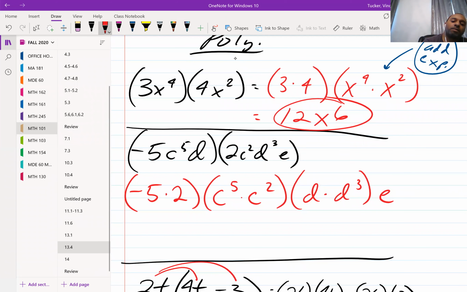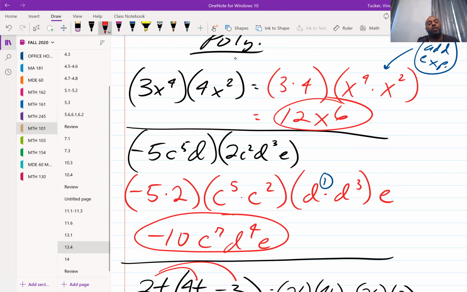So negative 5 times 2 is negative 10. Don't forget we're adding our exponents, so that's c to the 7th. Here, d: if you don't see anything there, you know there's a 1 there. So adding your exponents would be d to the 4th, and then e would be the last part of your answer. Any questions? So when you're multiplying, you multiply the numbers in front, and for your like variables, you add your exponents.